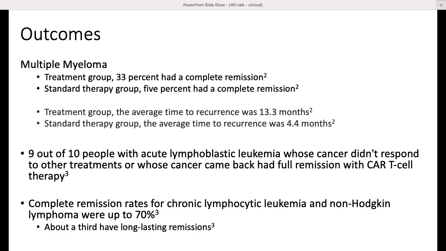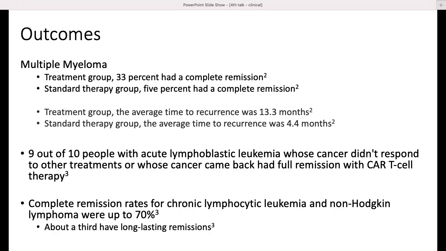So, some of the outcomes from the trials. There's a lot of jargon in cancer research and clinical research that I just want to avoid, so to simplify it: for multiple myeloma, there was a 33% complete remission in the treatment group, whereas the standard of care therapy group had only a 5% complete remission.